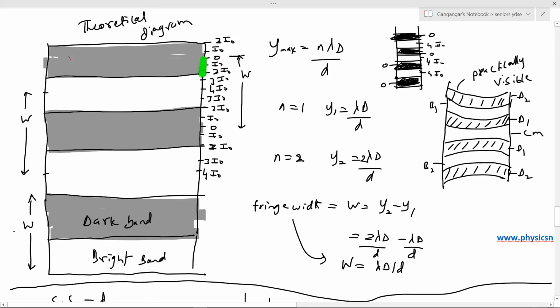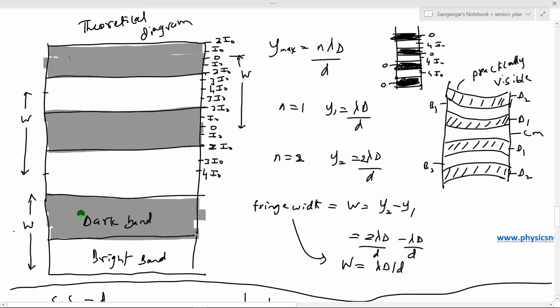Okay, I'll say once again: the distance measured from the center of the dark band to the next successive dark band is called the fringe width, or the distance measured from the center of the bright band to the next center of the bright band is one fringe width. Or for calculation purposes, one bright and one dark band together become one fringe width. So one fringe contains one dark band and one bright band.